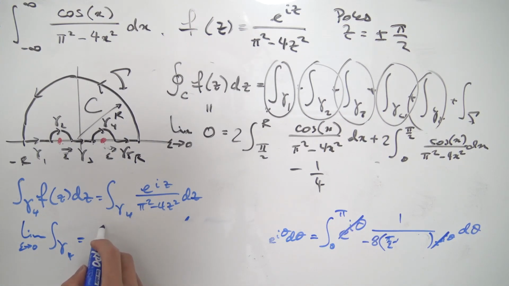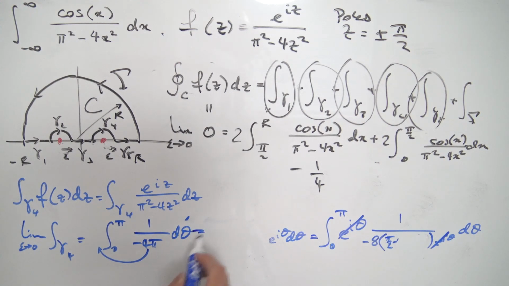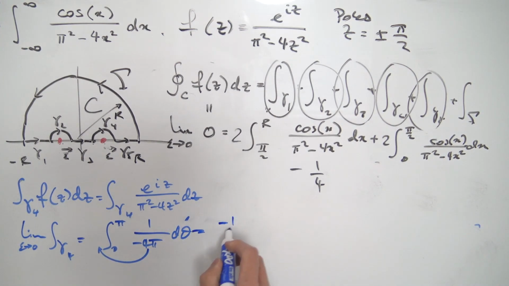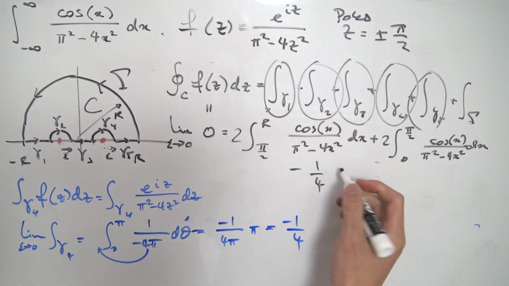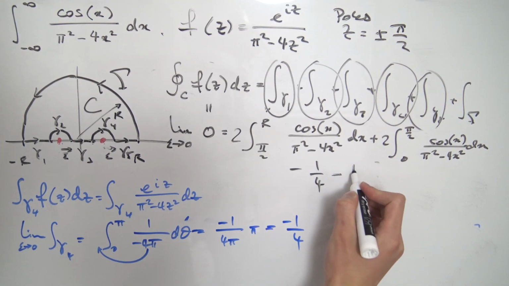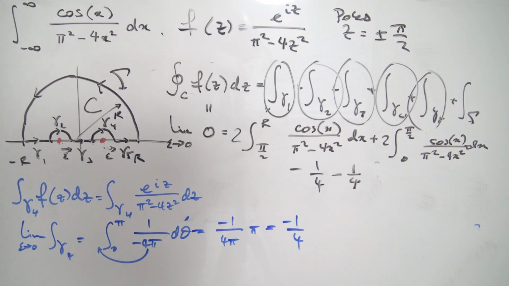So we have the integral from 0 to pi of 1 over minus 4 pi d theta. Let's chuck that onto the outside. So this is equal to now minus 1 over 4 pi. This integral is just going to evaluate to pi, leaving us with minus a quarter. So in fact, we do get the exact same result as the integral over gamma 2. So it's just going to contribute another minus 1/4 to this.